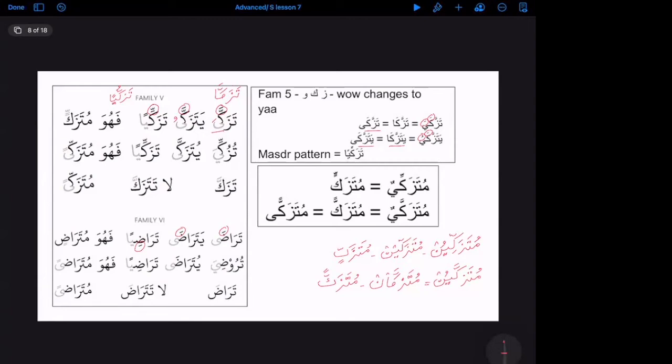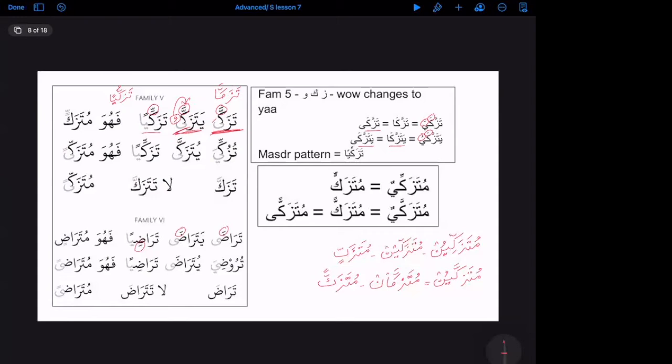Basically the same rule that we applied in the past, the ajwaf rule, is being applied over here. We have the weak letter mutaharrik and the letter before it has fatha, so the weak letter changes into alif. We are not dropping it, we are changing it into alif. So tazakka, yatazakka, they both sound like alif, right? Yeah, this is what is going on. Tazakka, yatazakka, and then the masdar will be tazakkiyan.